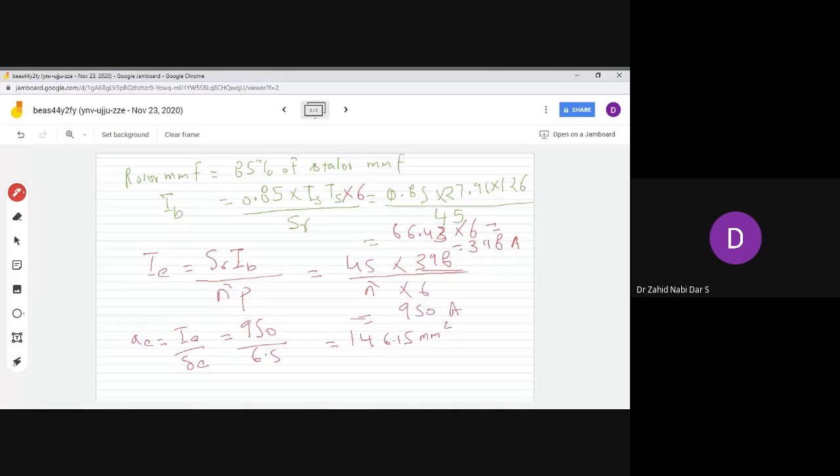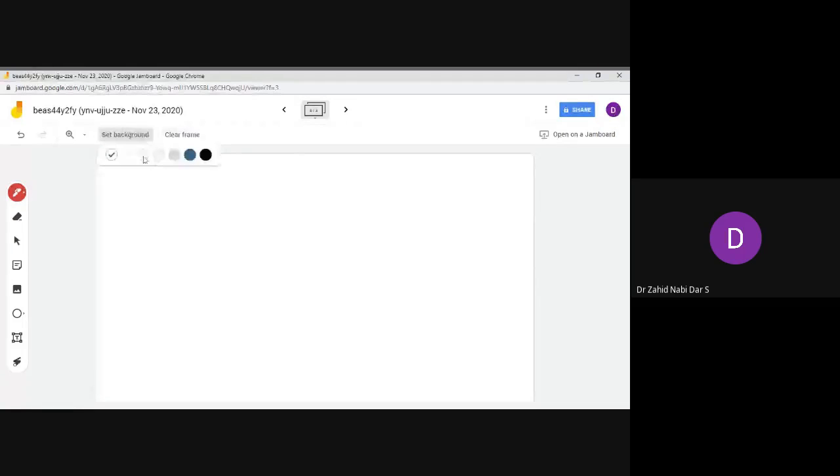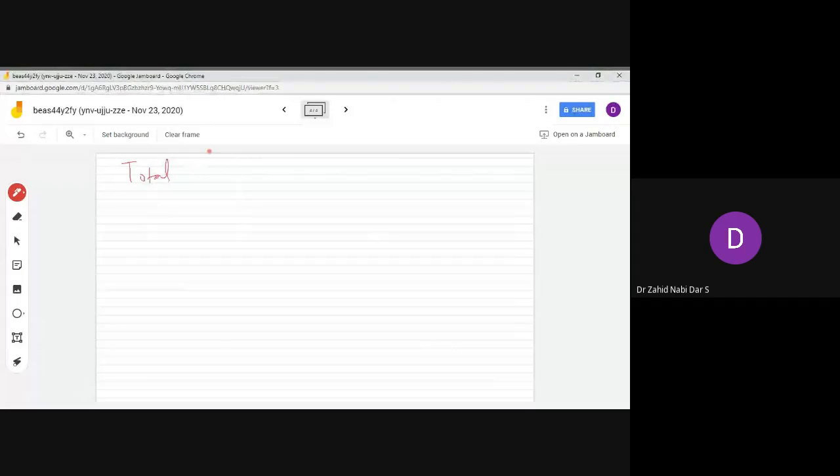So the total copper loss, how you will write it, I have not written it because I am giving you the idea. Now you have to calculate the total copper loss. So in order to calculate the total copper loss, you'll write down that the total copper loss would be equal to, number one, your bar current.